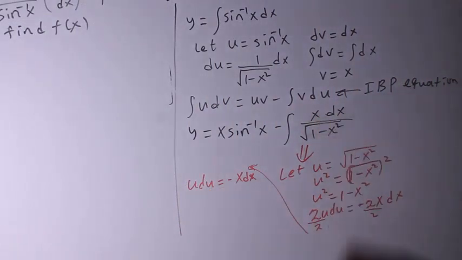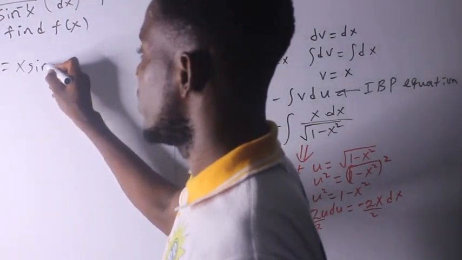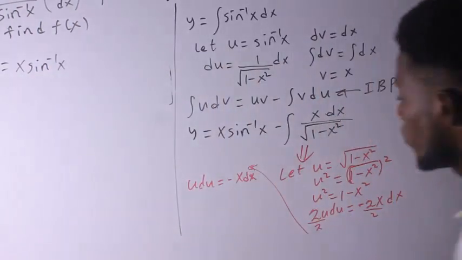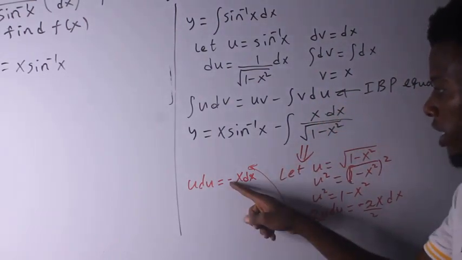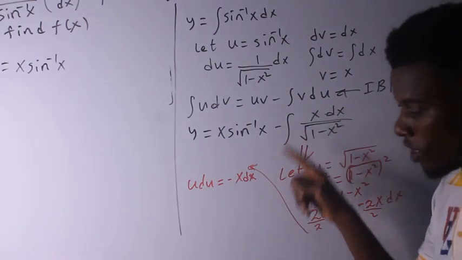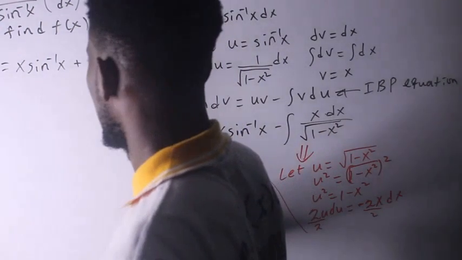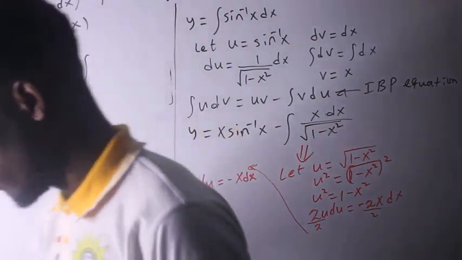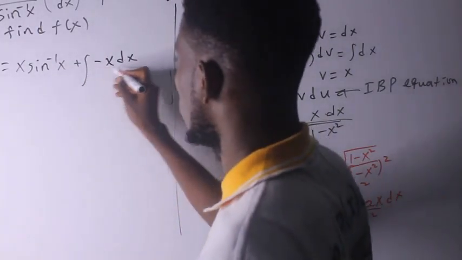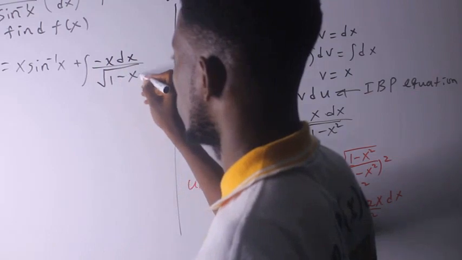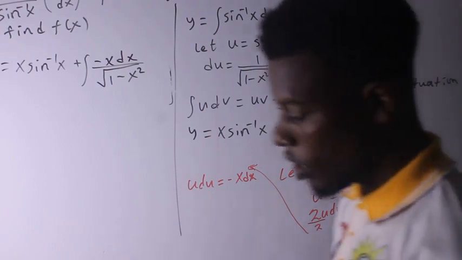Great. So we have u du to be negative x dx. So let's rewrite this expression. We have y is equal to x sine inverse of x. What happened? We have u du to be negative x dx, but here we have x dx. What about the negative? So take this negative inside. This negative goes inside. We are going to have plus the integral of negative x dx, all divided by the square root of 1 minus x squared. So I'm just rewriting this. I have not done the substitution yet. I'm just rewriting it. So let's go now and do the substitution.